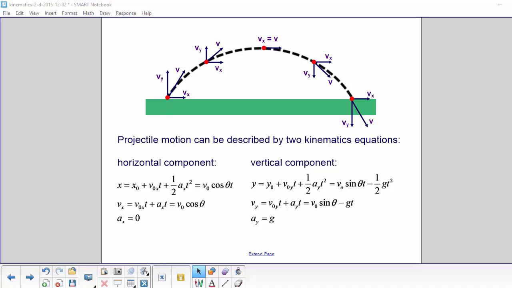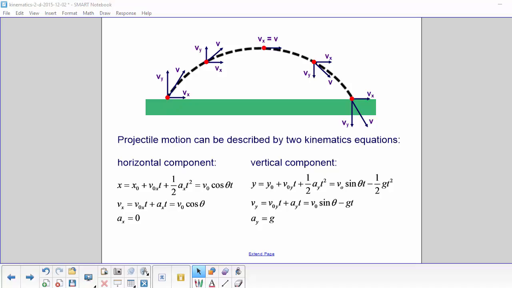x equals x naught plus v naught x t plus 1/2 a t squared. x naught is 0, v naught in the x direction is v naught cosine theta, and a in the x direction is 0. So x becomes v naught cosine theta times t. v in the x direction can be described with v naught x plus a t. Now a is 0 again, so v in the x direction is constant, so it's just v naught cosine theta.